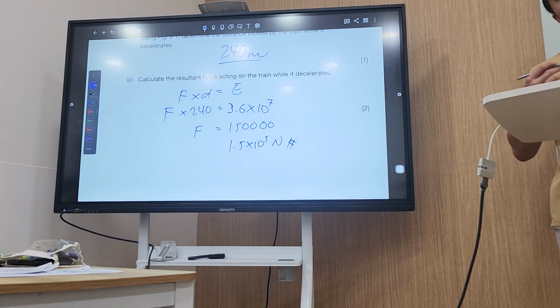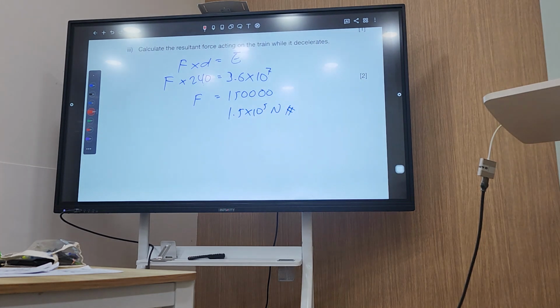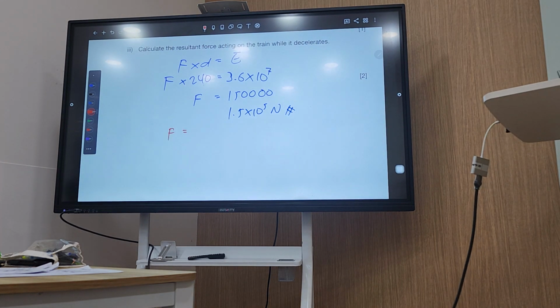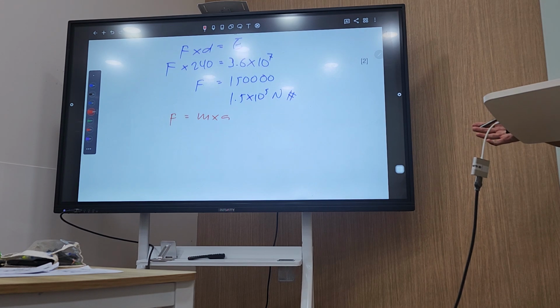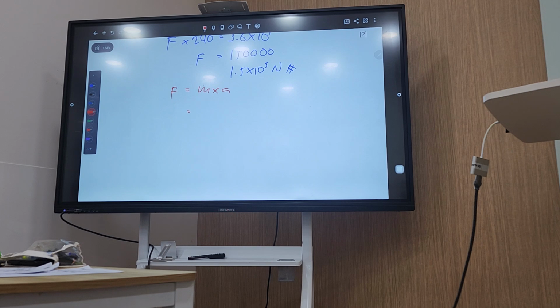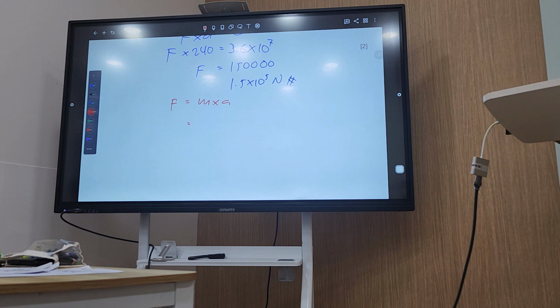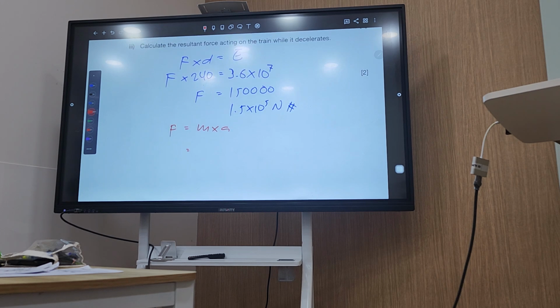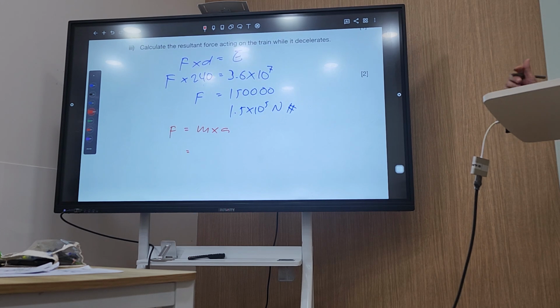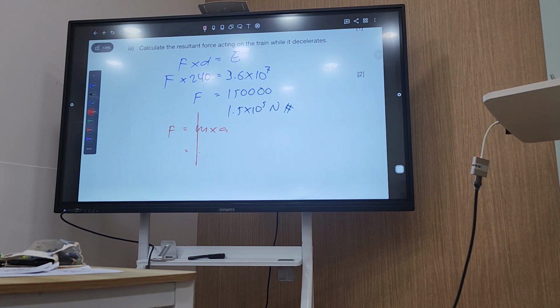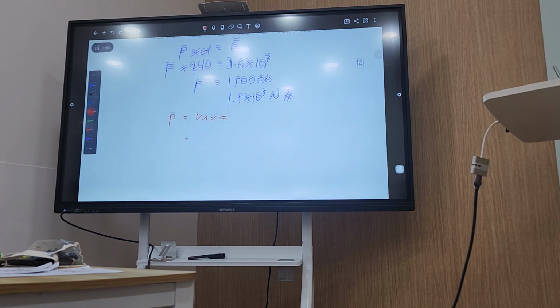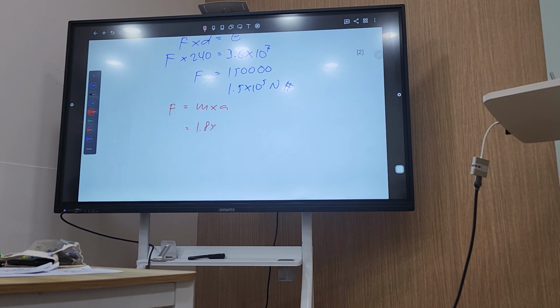There is another way to do this, of course, which might be easier for you, where we use F equals mass times acceleration. Resultant force, correct. Meaning what's your mass? Resultant force, why is it? Because it decelerates, right? And the resultant force is really accelerating. Okay, good point. 1.8 times 10 power 5, then what's your acceleration?